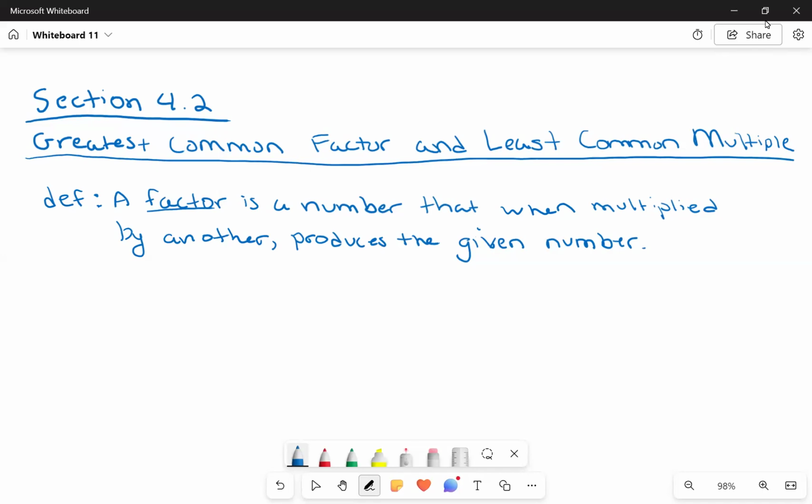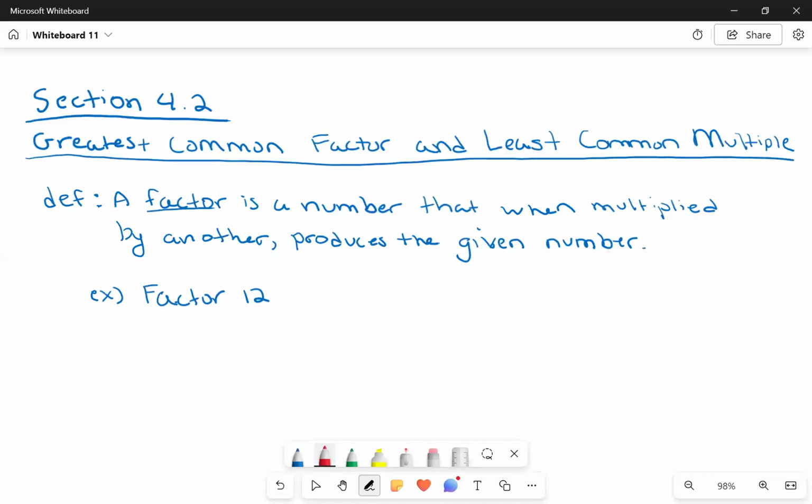A factor is a number that when multiplied by another produces the given number. Okay, and you've probably heard the word factor before in math. That's not like a foreign word, but let me give you an example. If I told you to factor the number 12, according to the definition, I'm looking for a number that multiplies to be 12 when it's multiplied by another. So to factor 12, another way of saying that is to rewrite it as a multiplication.